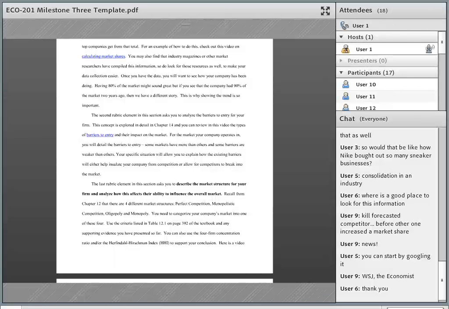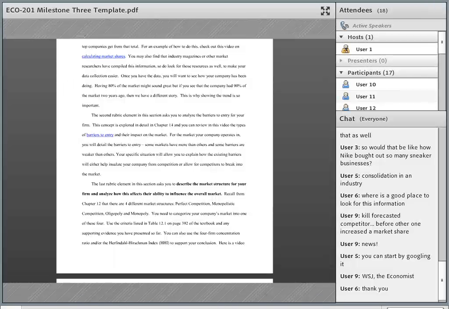So this concept is covered in chapter 14, and it pretty much is what it sounds like. It is a barrier to new companies entering the market. So we'll stick with the example of Nike, specifically in the sneaker industry. What about the sneaker industry could keep new companies from coming in and making their own sneaker brand?